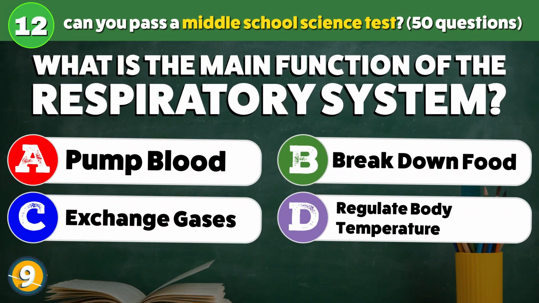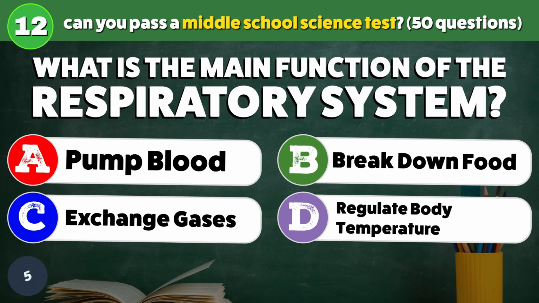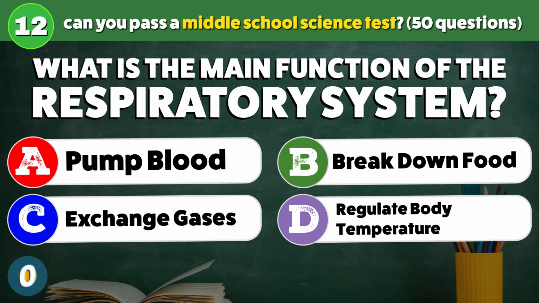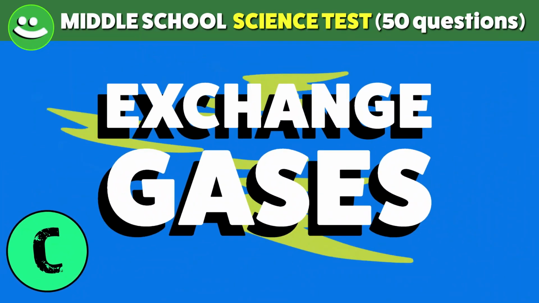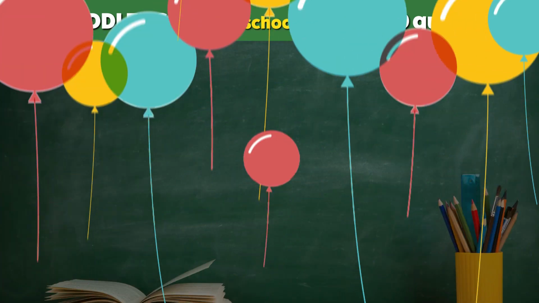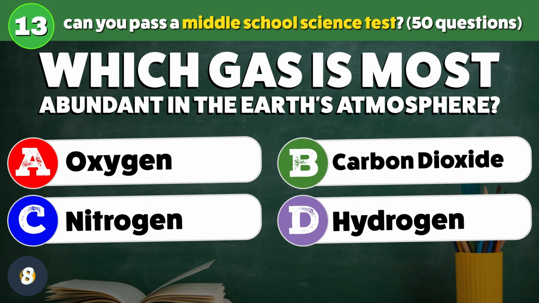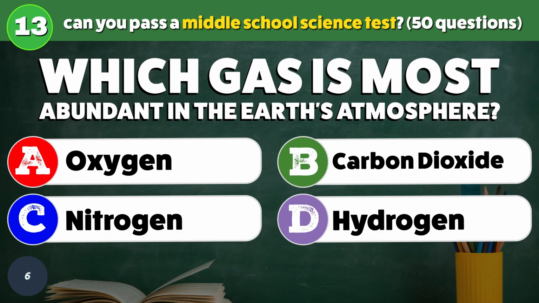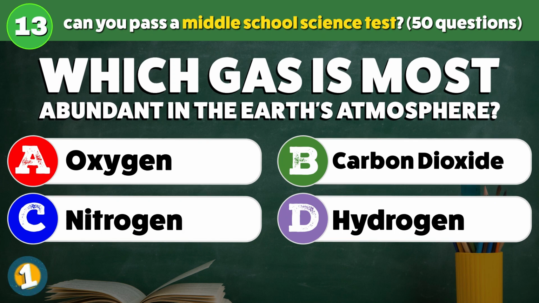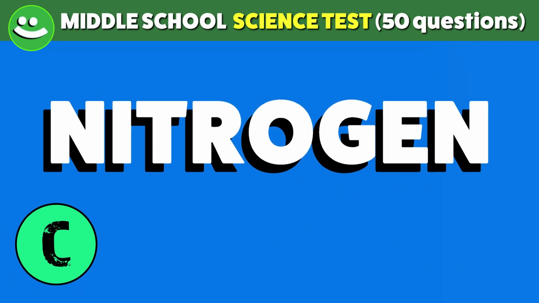What is the main function of the respiratory system? Is it to pump blood, break down food, exchange gases, or to regulate body temperature? It's to exchange gases. Which gas is most abundant in the Earth's atmosphere? Is it oxygen, carbon dioxide, nitrogen, or hydrogen? It's nitrogen.